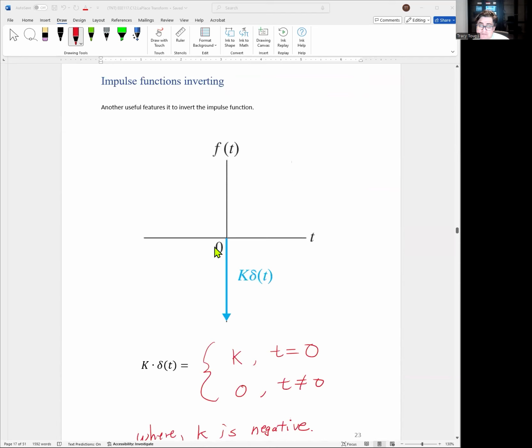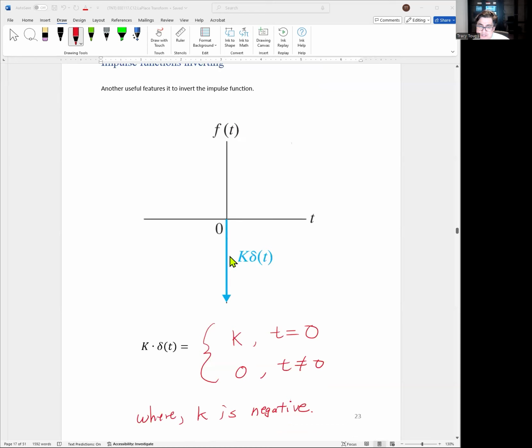Let's say you want a negative pulse. Instead of doing positive voltage, we do negative voltage. Well, that's easy. All you gotta do is just make sure k is negative. So instead of positive 10, let's make k negative 10. So we're gonna have a negative k times our impulse function, which again is k at t equals 0 and 0 anywhere else. And just this time k is negative.